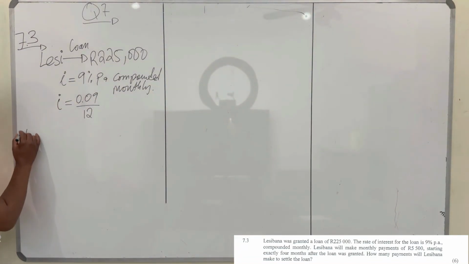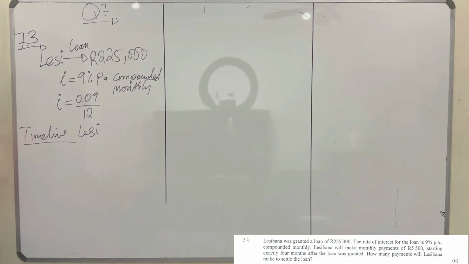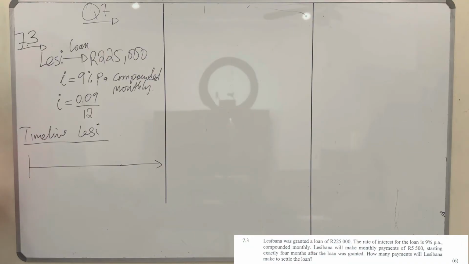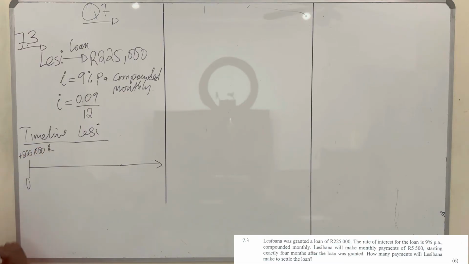So I'll draw a timeline here for Lacey. This is Lacey's timeline. So here's Lacey's situation. This is the beginning of time, when she was getting a loan. They credited her 225,000 rands. And then on the first month, Lacey didn't pay, because we're told that Lacey will make a monthly deposit of 5,500 starting 4 months later.